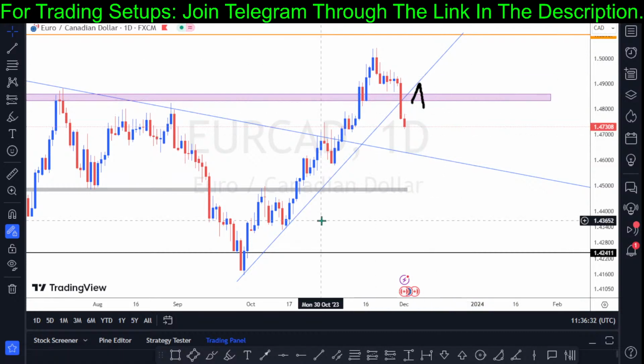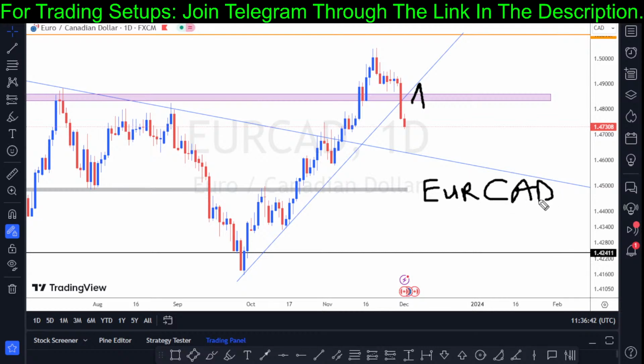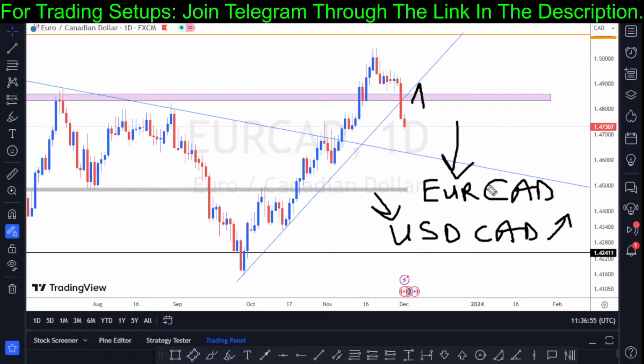And if you want to be looking out for a short trade on Euro paired against the Canadian dollar, that means you are shorting Euro against Canada. And if you are shorting USD against Canada, then you believe USD is weak and Canada is strong. Likewise, if you are shorting Euro paired against Canada, you believe Euro is weak, Canada is strong.